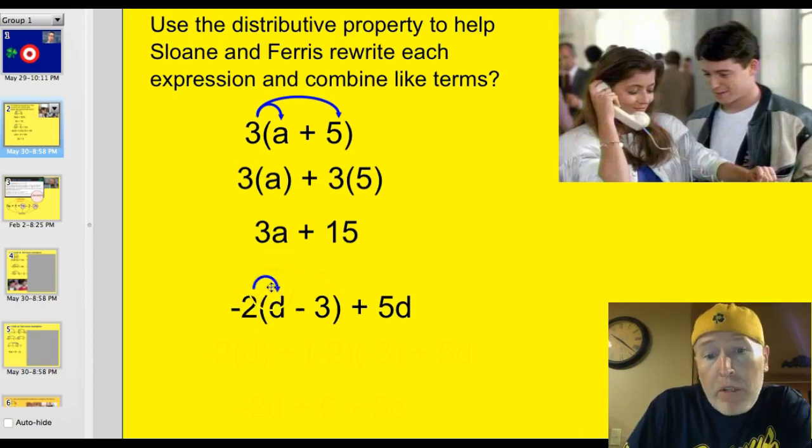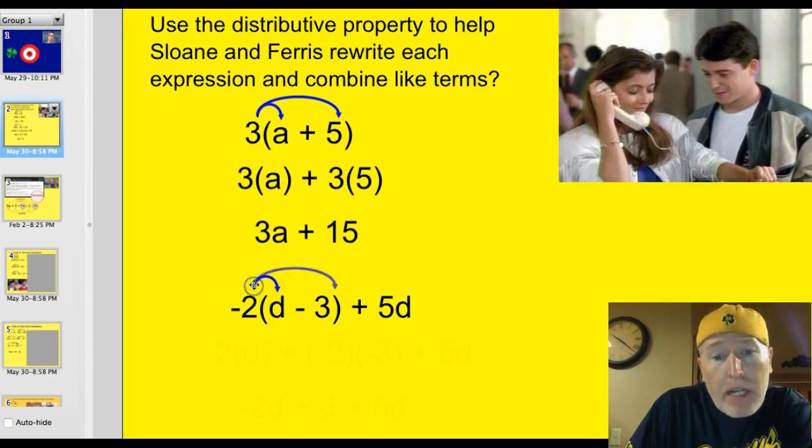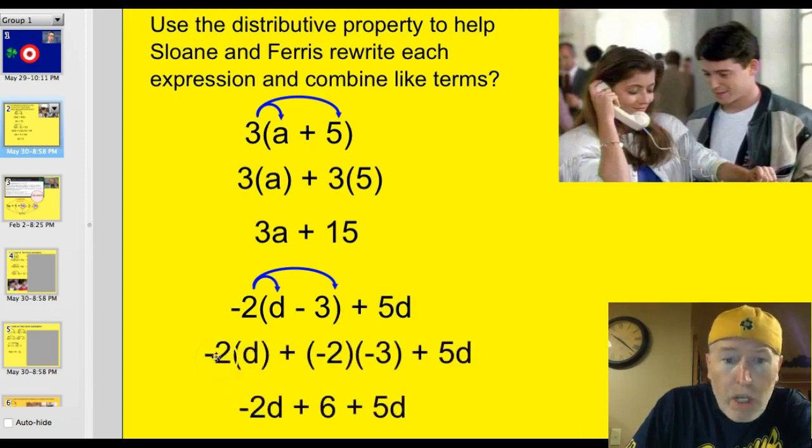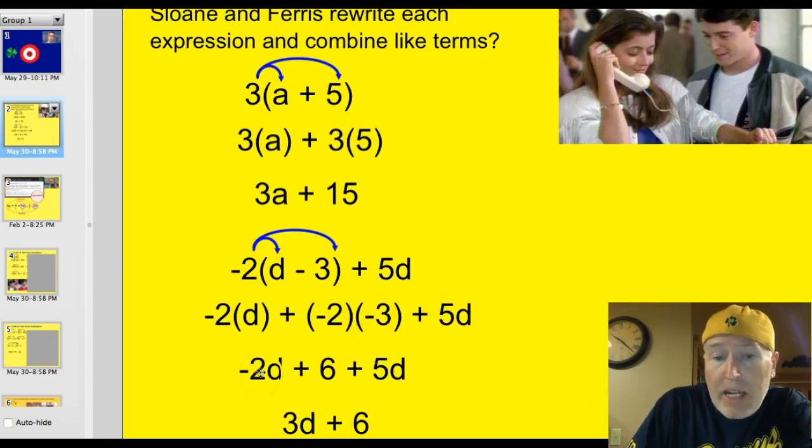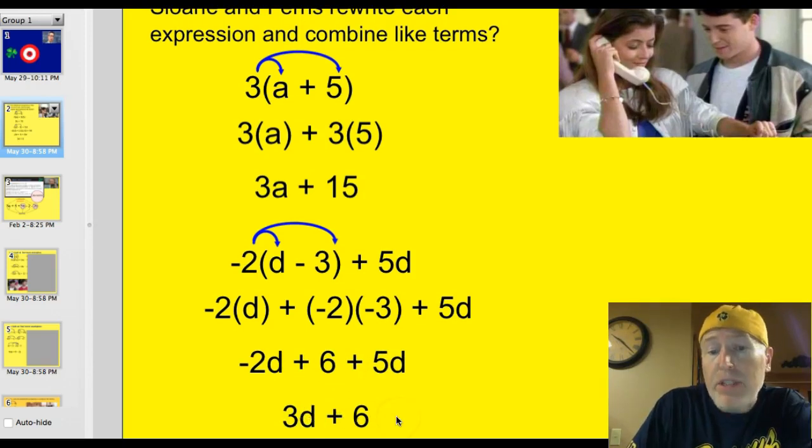I can take this one down here, though, and take it one step further. Not only can I pass out the minus 2 to the d and the minus 2 to the 3, I can also do something else. Watch what happens when I distribute this out. So now I have minus 2d, and I'm going to add minus 2 times a minus 3, plus that 5d. When I simplify it down, I've got a negative 2d plus 6, we have a negative times a negative here, plus 5d. So I've got a minus 2d and a positive 5d. I can combine that and say that really what I have here is 3d plus 6.